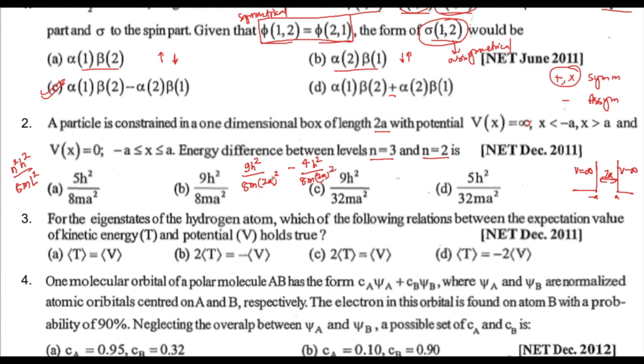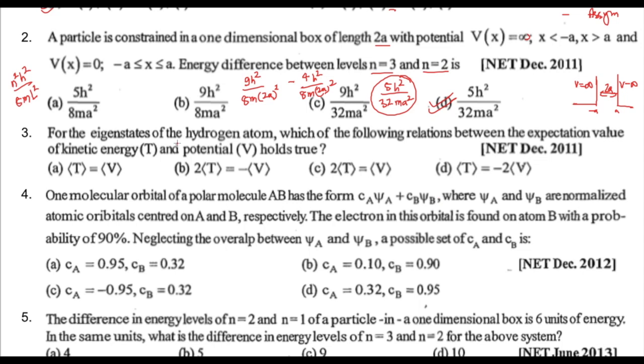So you can take this whole as the LCM. 9 minus 4 is going to be 5. So that is going to be 5h square divided by 8m into (2 square is 4) 8 into 4 is 32, so 32 m a square. So this is going to be your correct answer. So option number D becomes the correct choice for this particular question. Alright, so this is how you have to solve this particular question. Understood? Let's go to the next question then.